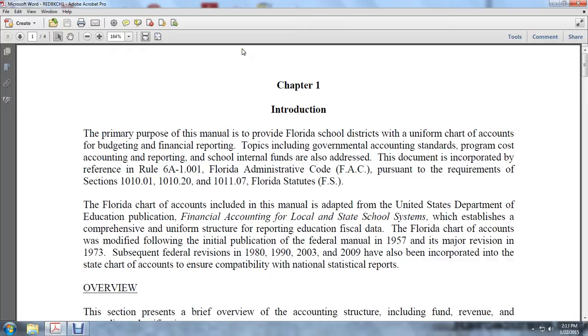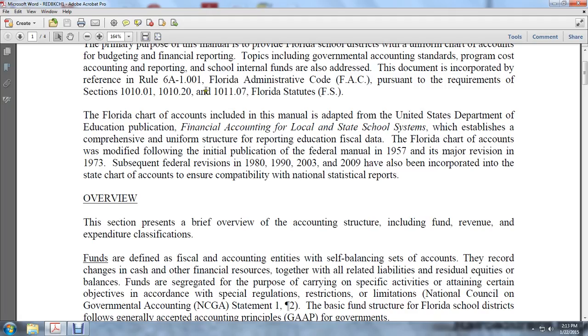The Florida Chart of Accounts, including the manual, is adopted with the United States Department of Education publication, Financial Accounting for Local and State School Systems. They establish a comprehensive, uniform structure for reporting educational financial data. The Florida Chart of Accounts was modified following the initial publication of the federal manual in 1957, with major revisions in 1973 and subsequent federal revisions in 1980, 1990, 2003, and 2009 also incorporated into the state chart of accounts to ensure the capability of national statistical reports.